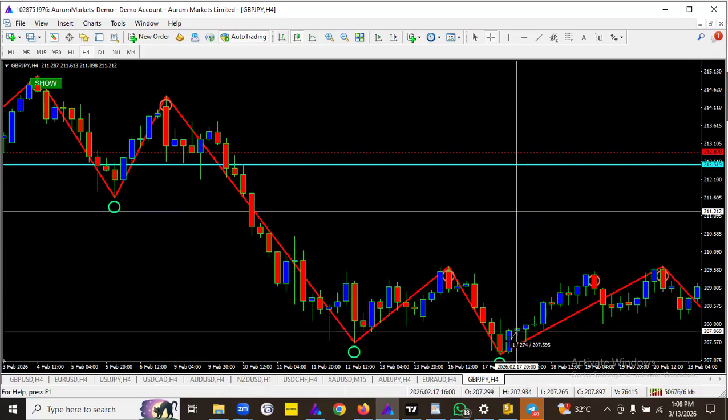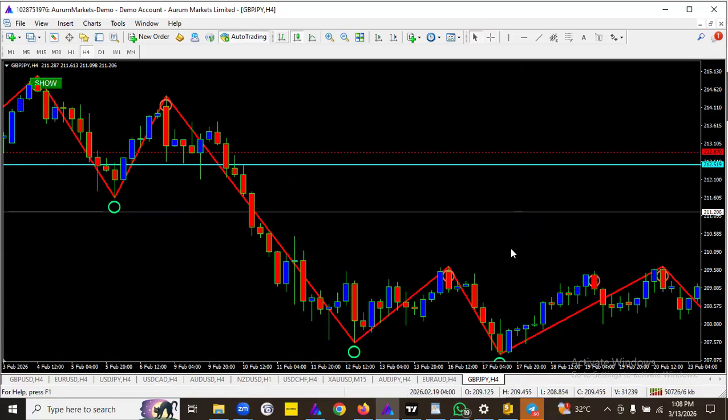Now, when this pattern forms on the chart, you can set your notification to receive these calls on your phone. So you had this here. This is 70 pips, go for 140. You can see it even went above that.